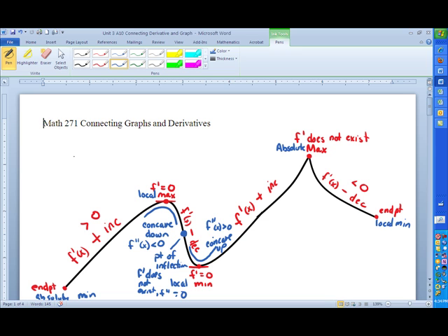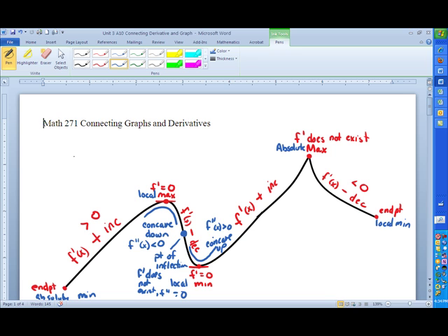So the first derivative is telling us whether things are increasing or decreasing. The second derivative, or the concavity, is telling us whether it's doing that slowly or quickly. So is our profit going up or down is first derivative. Is it going up or down slowly or quickly is our second derivative.